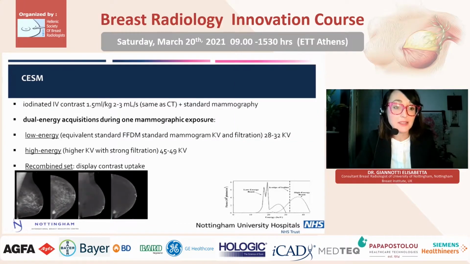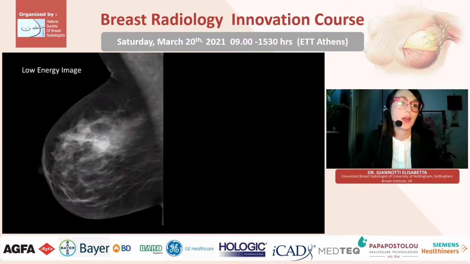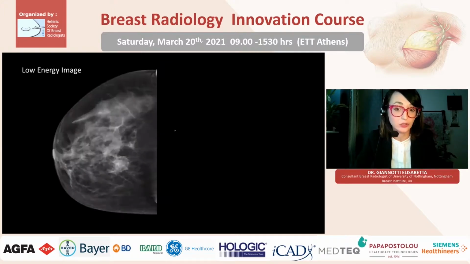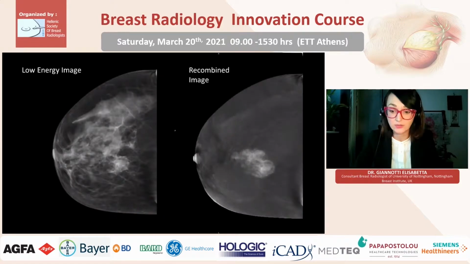In terms of the physics, it is a dual energy acquisition, and I would like to describe it. We have a low energy picture where basically the contrast is inside the body, but we can't see it because it's been acquired at a K-edge that is lower than iodine. Then we have a high energy picture that is not diagnostic, and our machine will show us the recombined picture where beautifully we can see the area of uptake of contrast that are the tumor that indicate the angiogenesis, and again in the CC view.